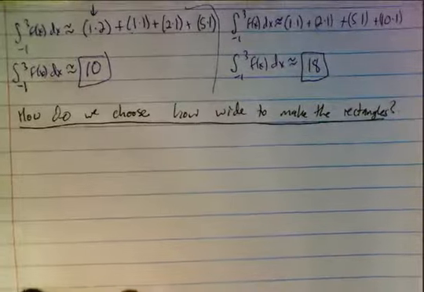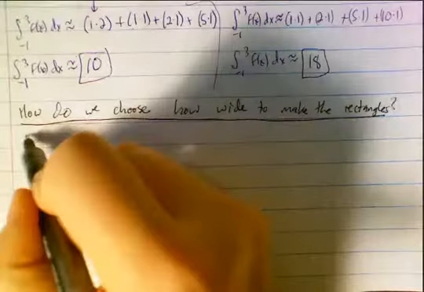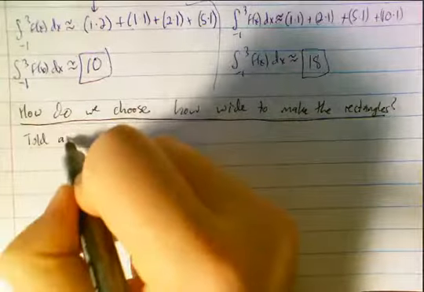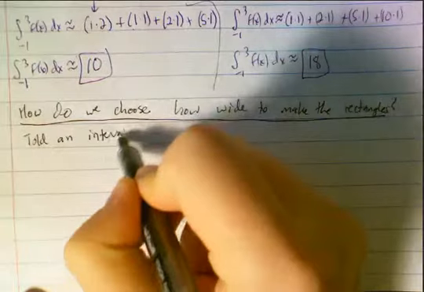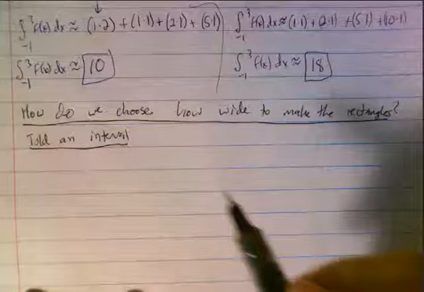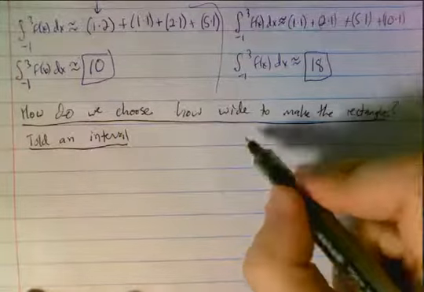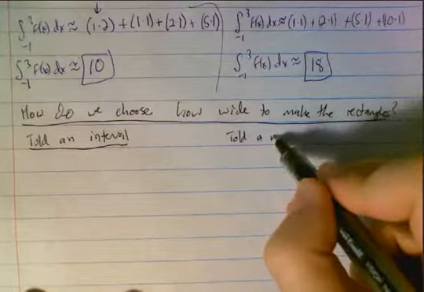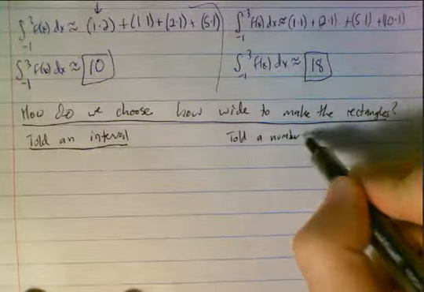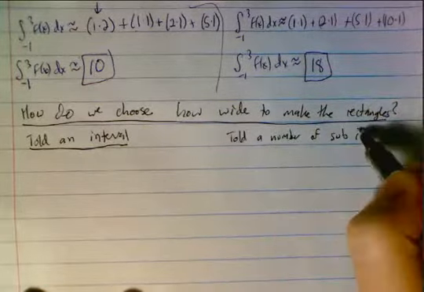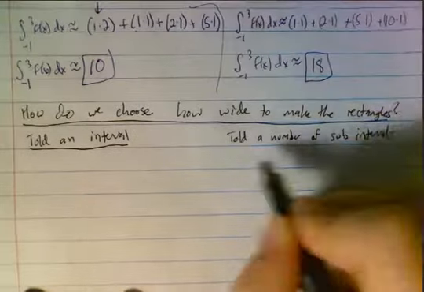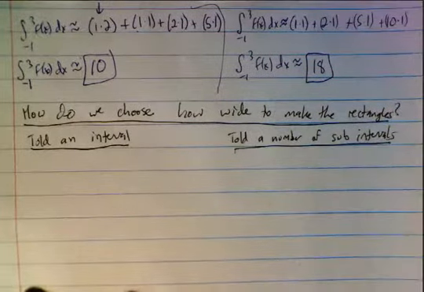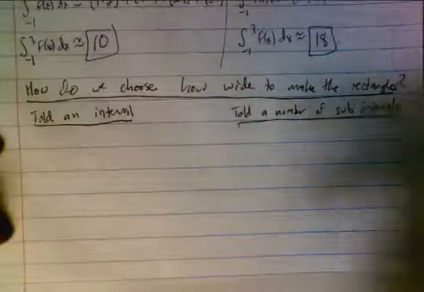There are two ways that this can be presented. One is that we can be told an interval. The other is that we can be told a number of subintervals. This is what the two different questions look like.